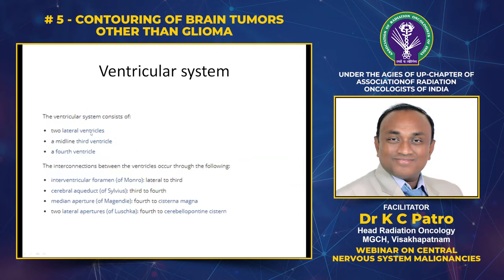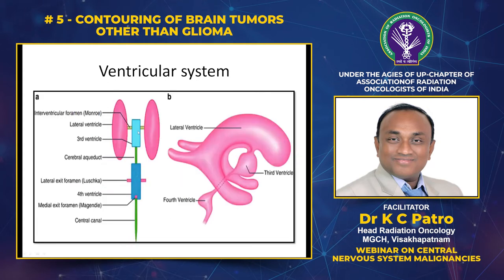There is the ventricular system: two lateral ventricles, one third ventricle, one fourth ventricle, and the interventricular foramen, known as the foramen of Monro, connecting the lateral to the third ventricle. The aqueduct of Sylvius connects the third to the fourth. The median aperture in the fourth ventricle is known as the foramen of Magendie, and the two lateral apertures are known as the foramina of Luschka. If you see, these are the two lateral ventricles, with the interventricular foramen to the third, and the cerebral aqueduct going to the fourth ventricle, then the median aperture of Magendie, and that leads to the central canal and the spinal canal.